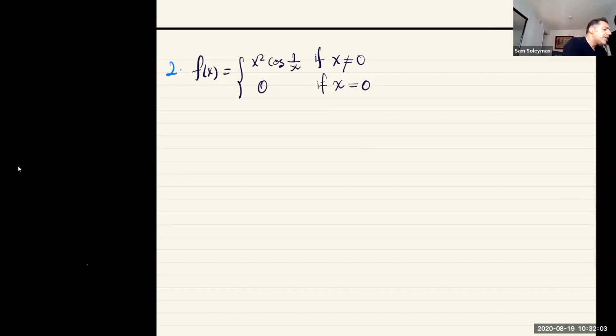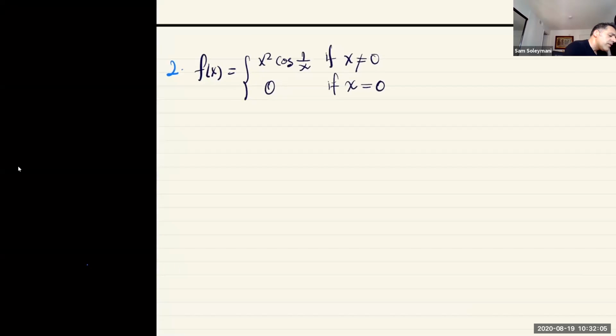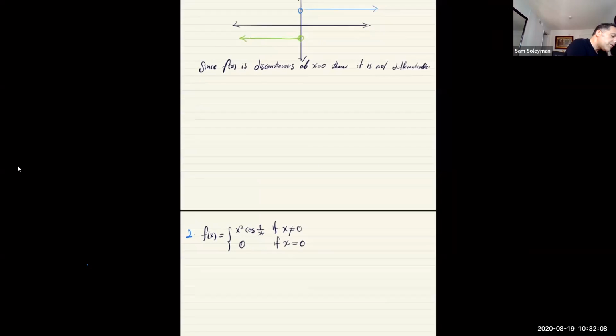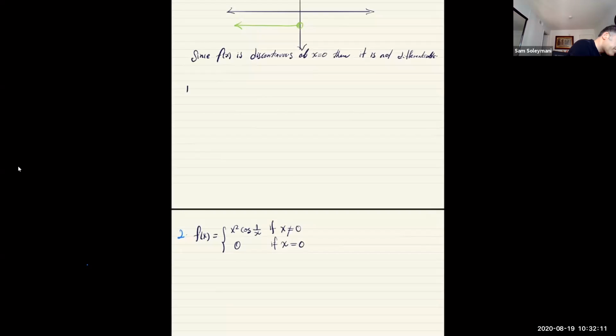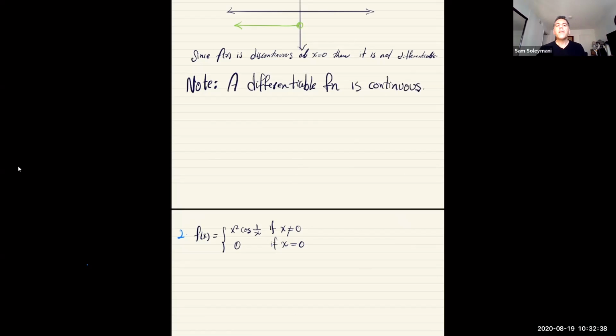Let's go with that. So first, note that, let me write that over here. Note: a differentiable function is continuous. Okay, so you might have to check continuity as well.